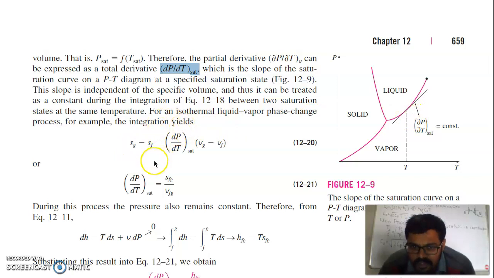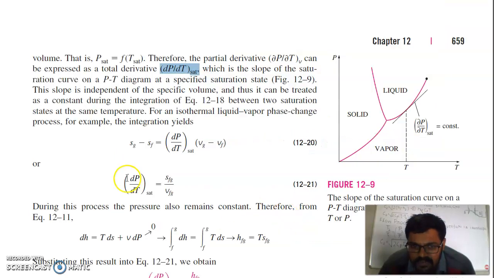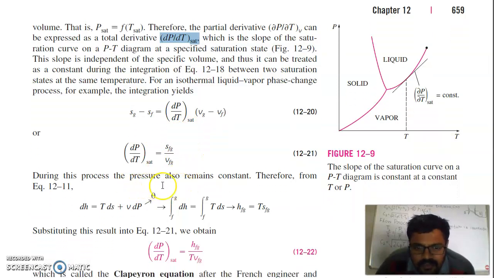That is why, when you integrate this equation, you have to treat the liquid phase as well as the gaseous phase. So sg minus sf is equal to (dP/dT) saturation times (vg minus vf). So this (dP/dT) saturation is equal to sfg by vfg. During this process, the pressure also remains constant.